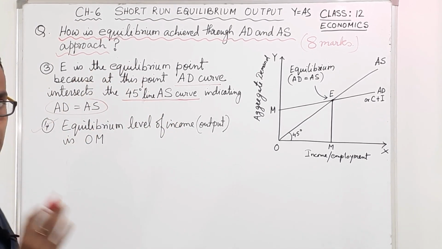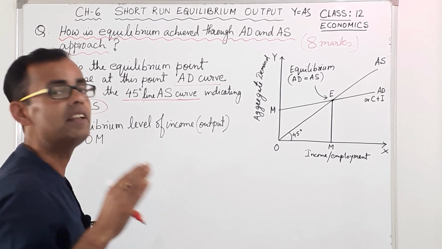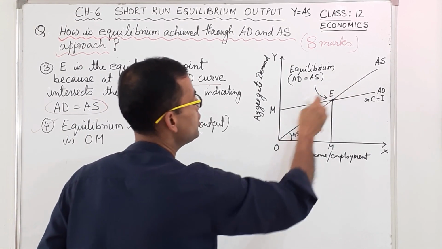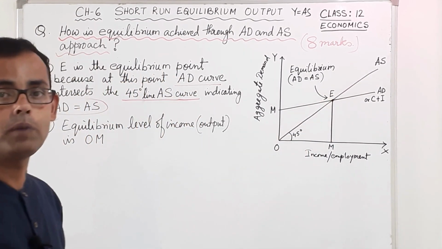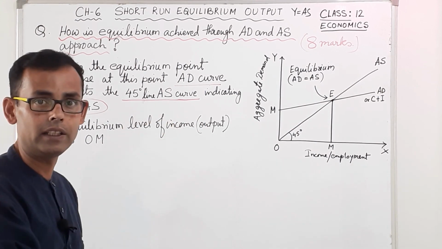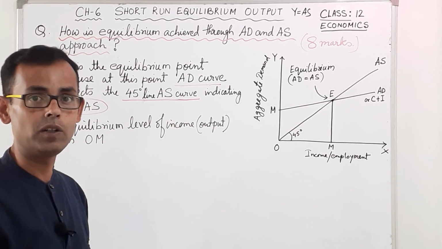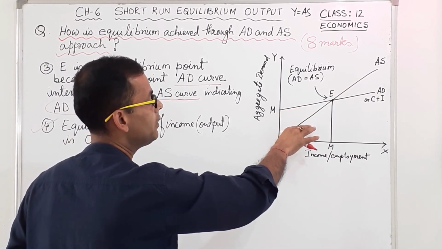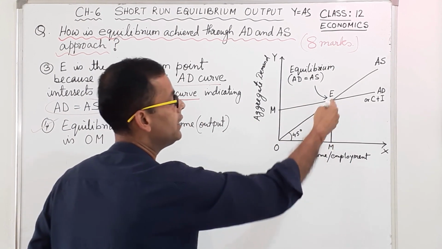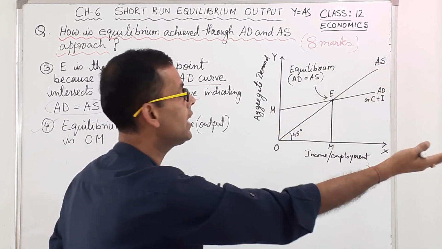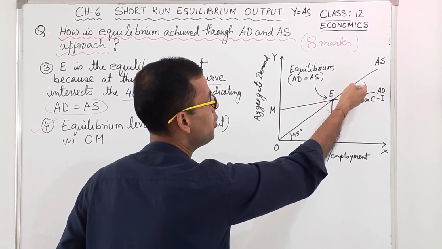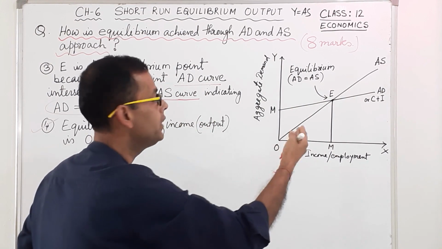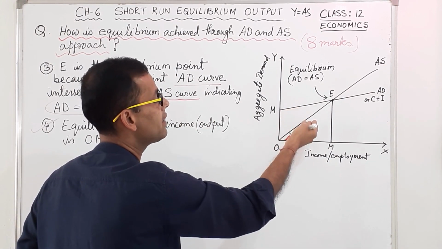But suppose that it is not in equilibrium. That means here or at this point. Then what will happen? That also we must know, and that also you have to write in the exam. If it is not in equilibrium, on the right side of this point E, aggregate supply is more and aggregate demand is less. And on the left side of point E, aggregate demand is more, aggregate supply is less.